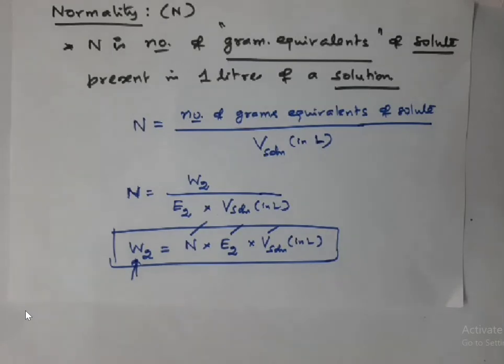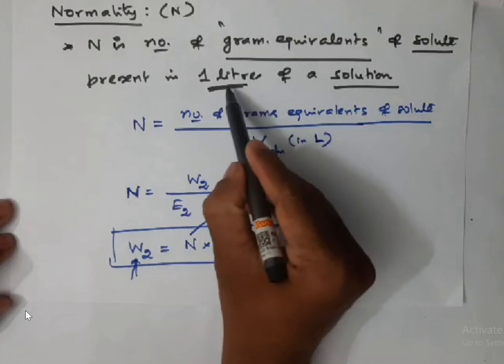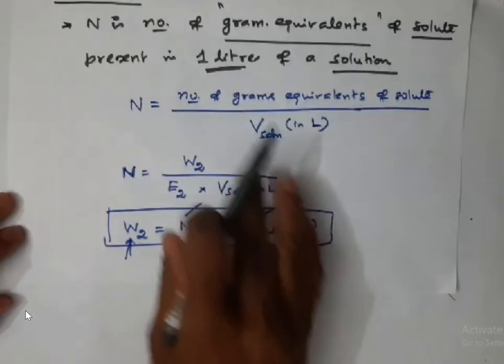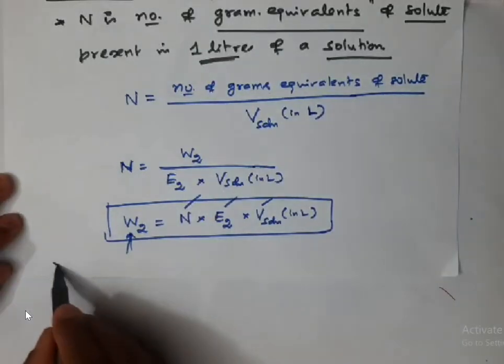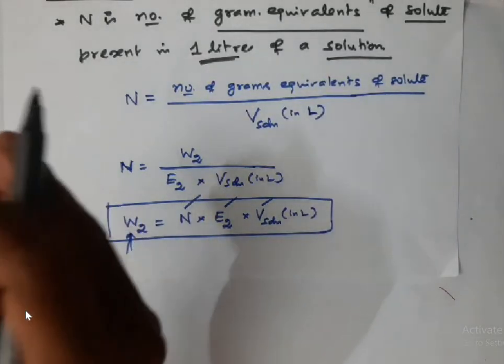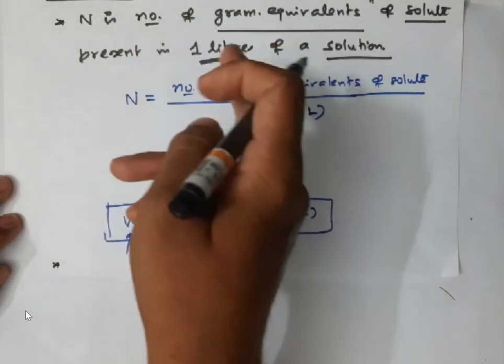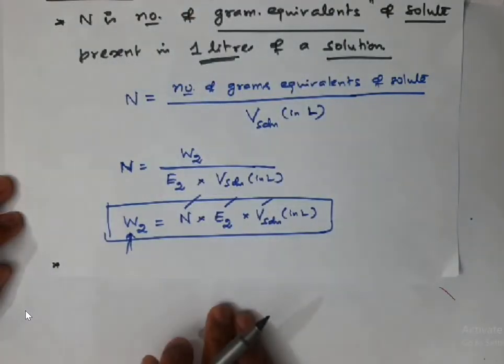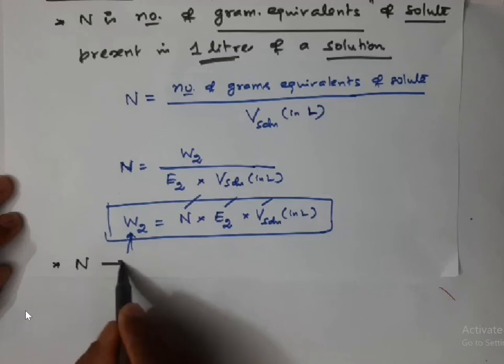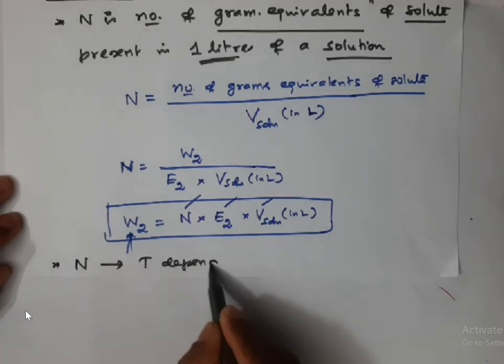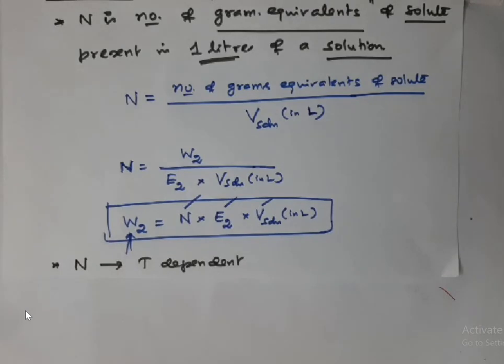So this is normality. Here also, volume is involved, right? We have 1 liter. Liter means volume. Therefore, volume depends on temperature. If temperature changes, volume will change. If volume changes, concentration will change. So normality is a temperature dependent concentration term, which means if the temperature changes, concentration will change. Take note.